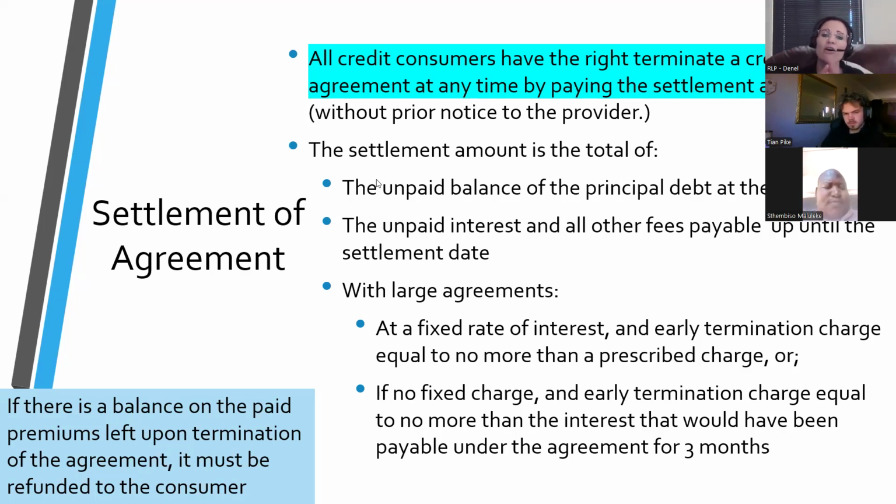But if you signed on a variable rate, a linked rate, a fluctuating rate, it's the same thing. So if there's no fixed rate, then they have to calculate what the early termination charge will be. And that's usually the interest that you would have paid under that agreement for 3 months' time. That will make up the early termination fee. Okay. But if there is a balance on the paid premiums left upon termination of the agreement, it must be refunded to the customer because it's their money, obviously.